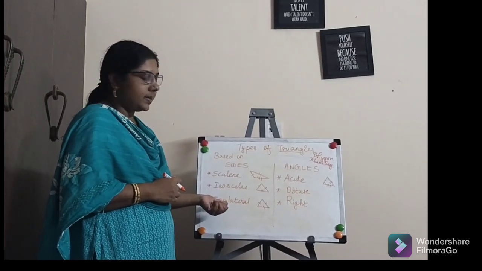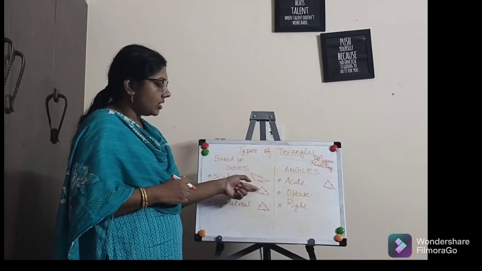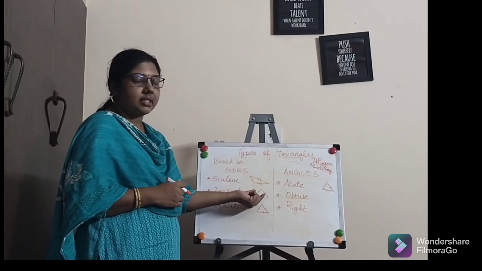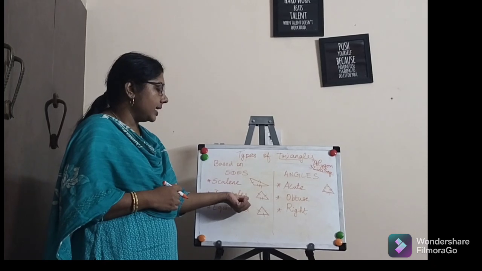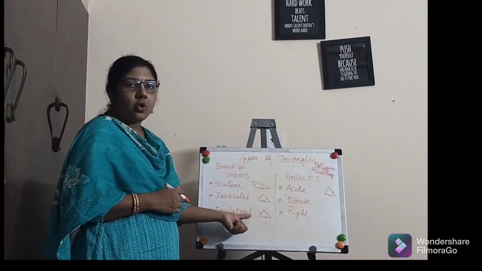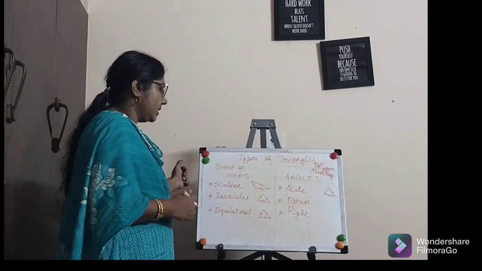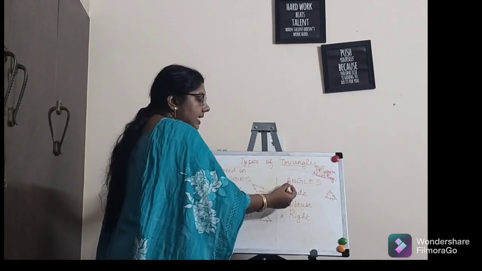Based on the sides, first type is scalene triangle. All 3 sides are going to be having a different measure. If 2 sides are going to be having the same measure and the third side is going to be the different one, that is called as isosceles triangle. Now equilateral triangle is a triangle in which all 3 sides are going to be having a same measure. Now let's move on to the next type of classification based on the angles.